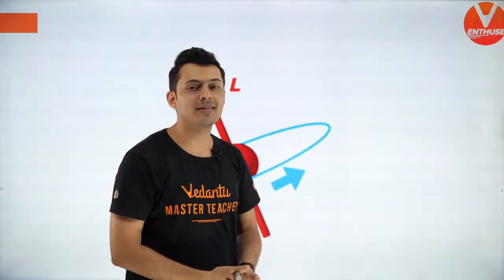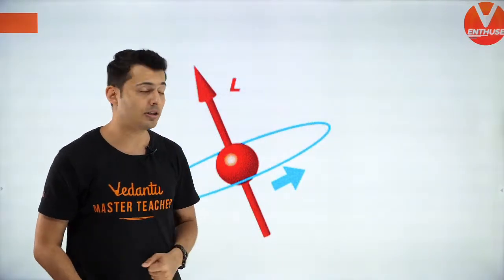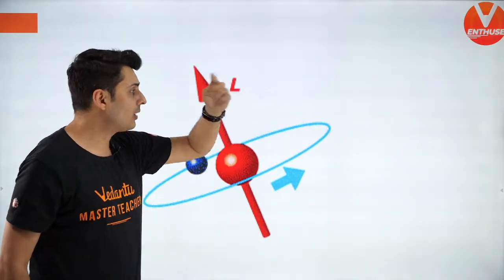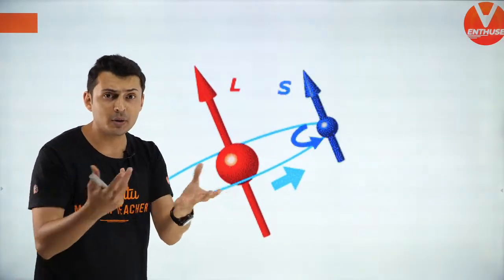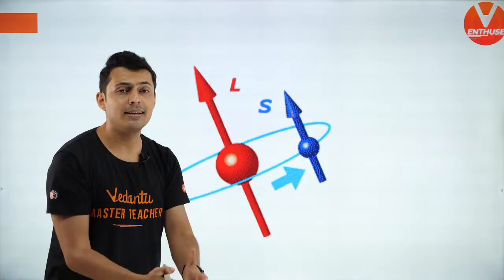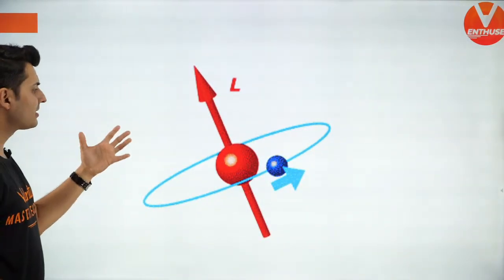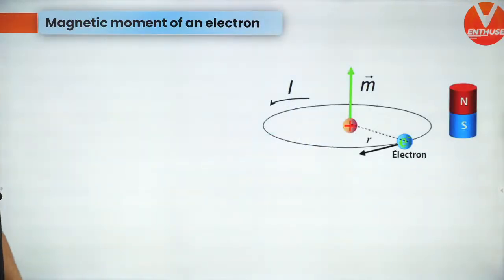So you would have studied this in chemistry, physical chemistry or atomic structure, that an electron orbiting an atom or a nucleus basically has magnetic dipole moment. So what is the magnetic dipole moment of an electron orbiting? We can figure this out. It's not that difficult.